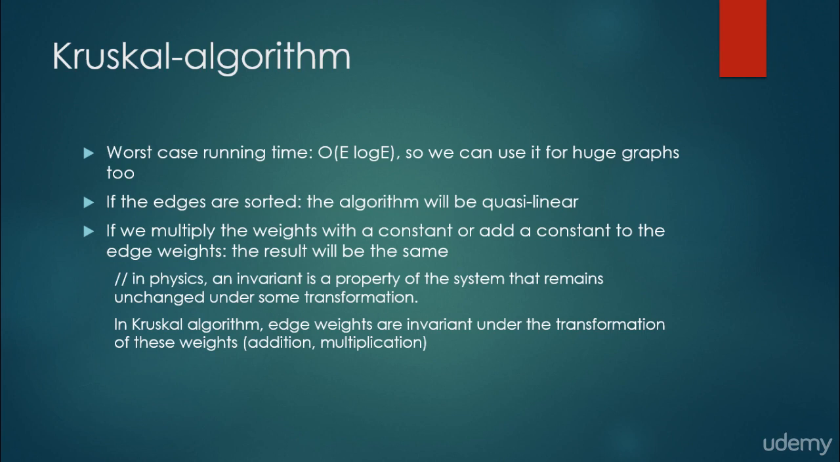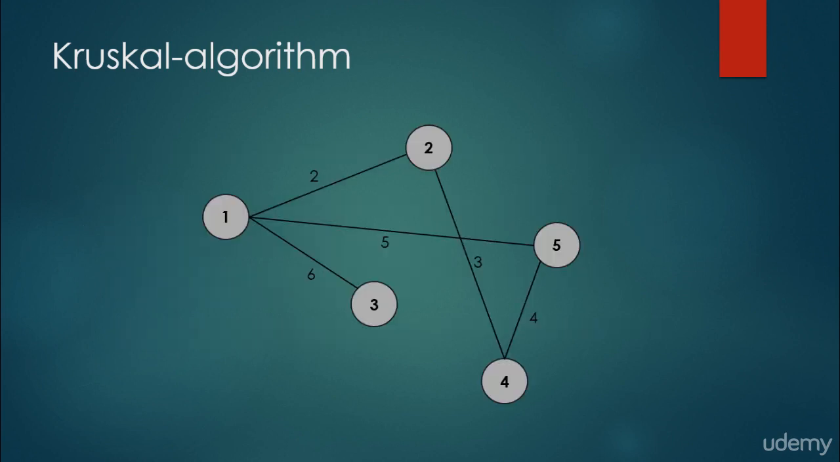If we multiply the weights with a constant or add a constant to the edge weights, the result will be the same. In physics, an invariant is a property of the system that remains unchanged under some transformations. So in the classical algorithm, the result is invariant under the transformation of these edge weights by addition or multiplication. So let's see how the classical algorithm works in practice.